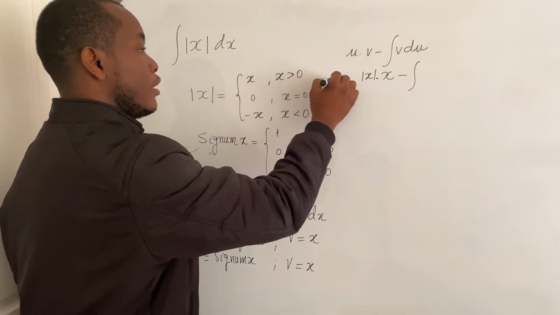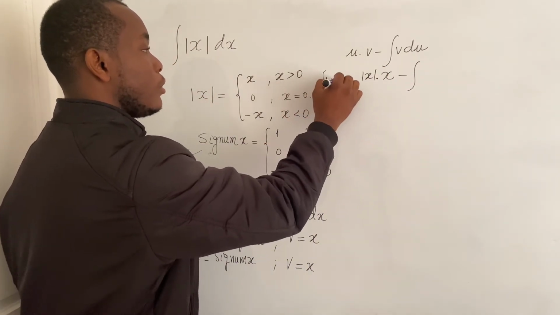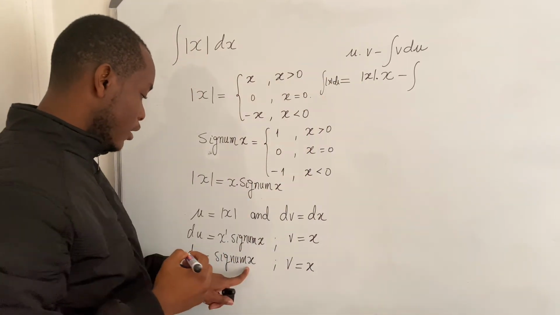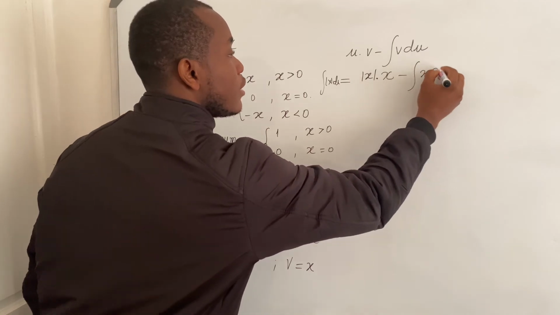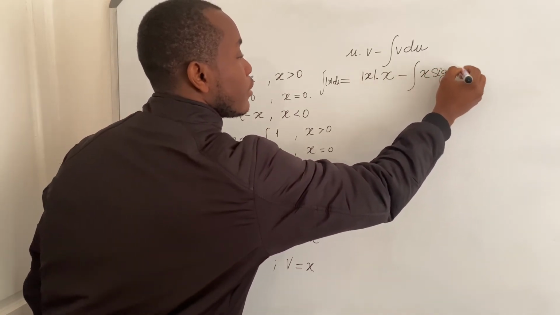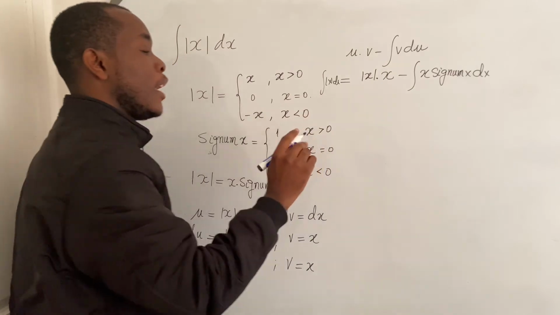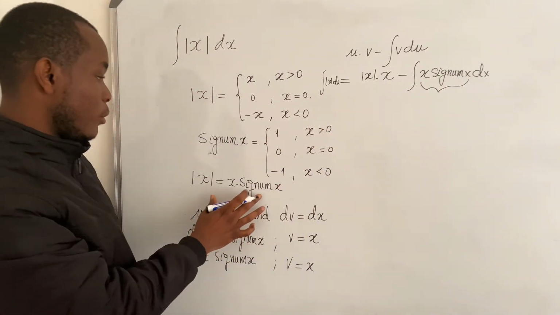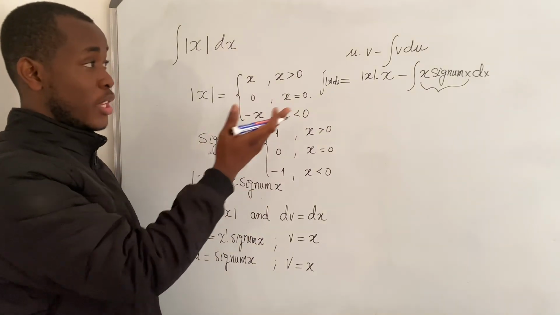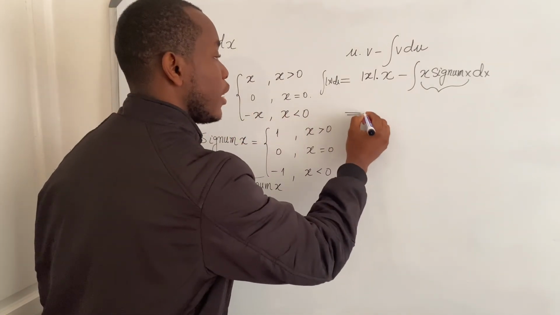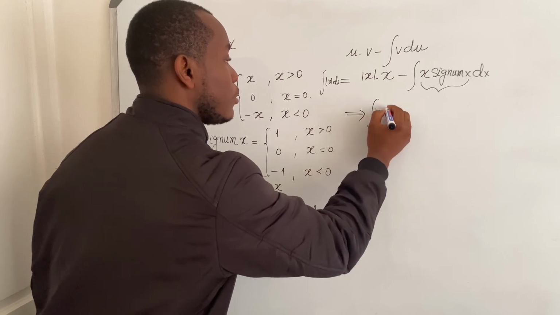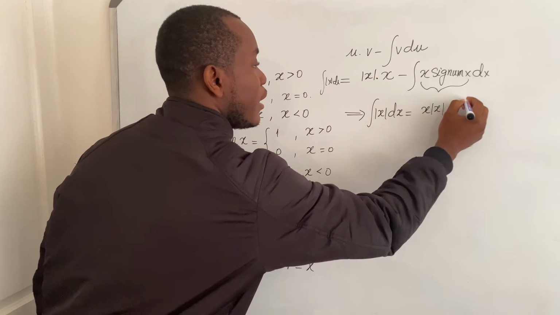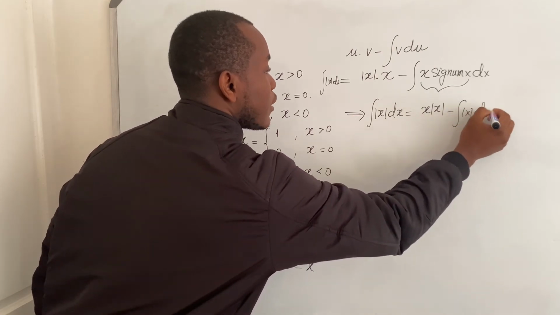minus the integral of v du. Remember, this is the integral of the absolute value of x that we calculated. So I'm going to have x signum function x dx. Now, this expression over here, in the beginning we said it's the absolute value of x, so we can put it back. So this implies that the integral of the absolute value of x dx is going to be equal to x absolute value of x minus the integral of the absolute value of x dx.